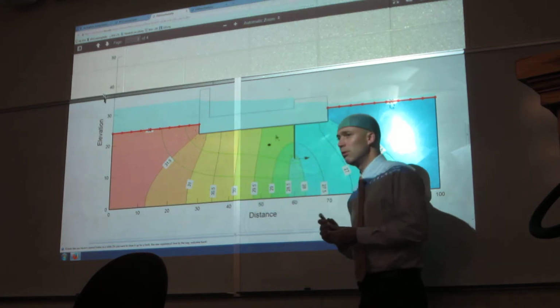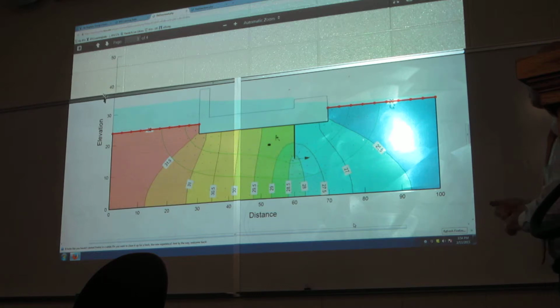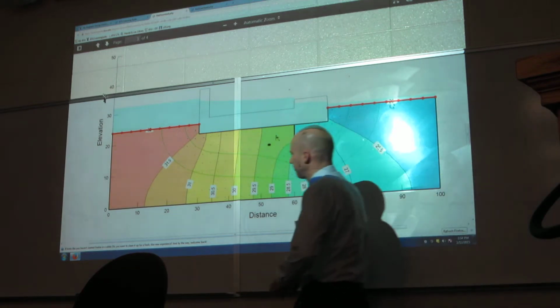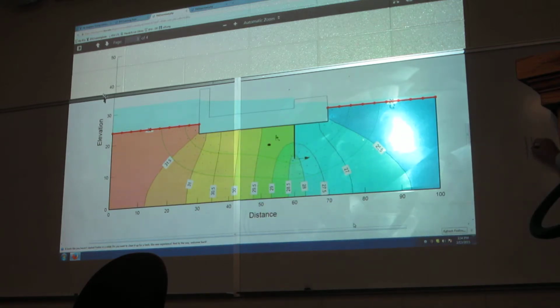I'm not sure why, but for some reason it's not clear in my mind as to why it's 32 anywhere in the water. Well, that again relates to this equation. Head equals elevation head plus pressure head, where this is pressure head.